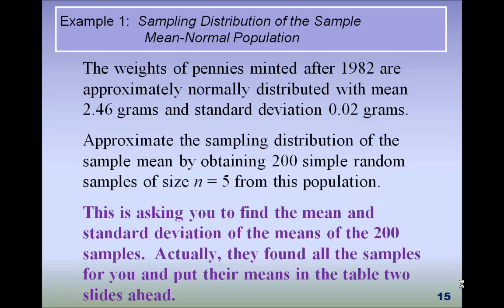This is asking you to find the mean and the standard deviation of the means of the 200 samples. Actually, they found all the samples for you and calculated the means, which will be in a table 2 slides ahead. The data on the following slide represent the sample means for the 200 simple random samples of size 5.